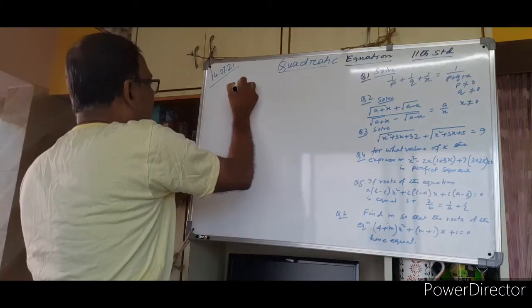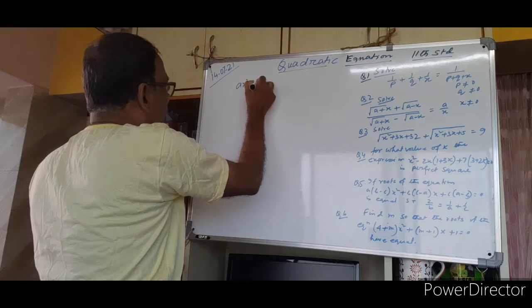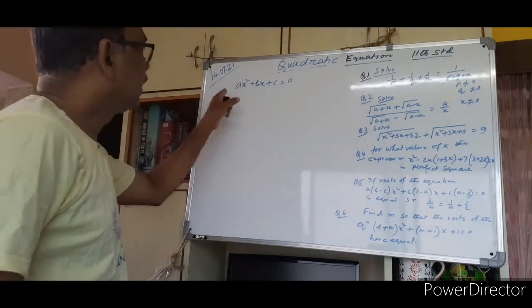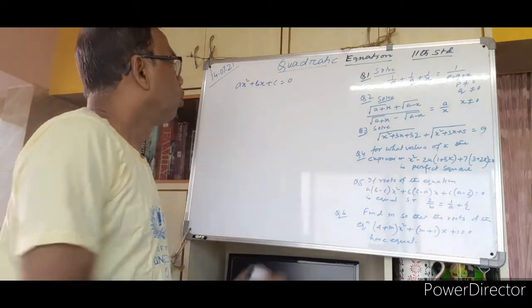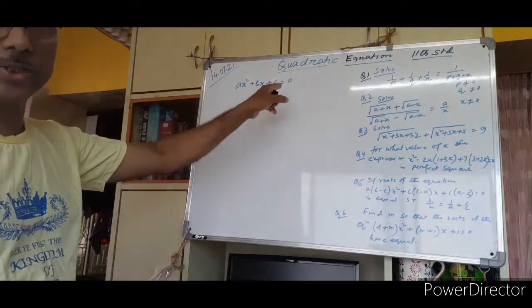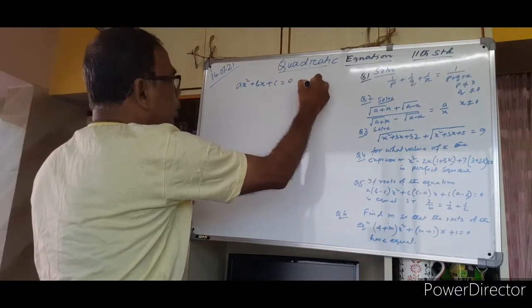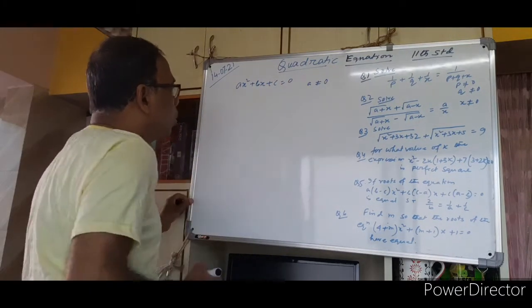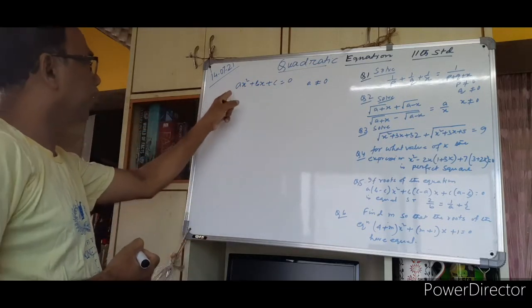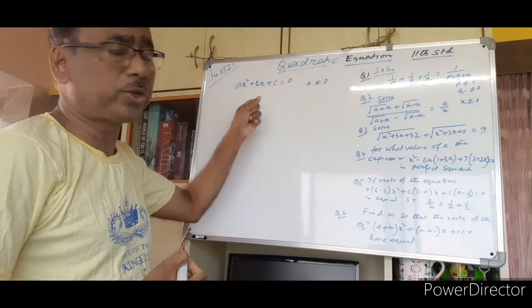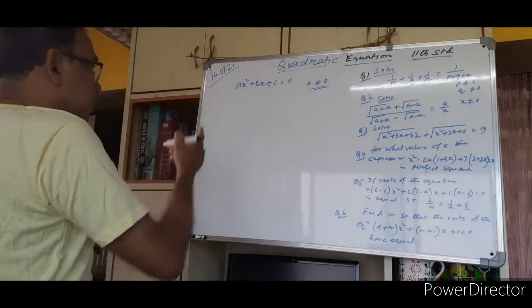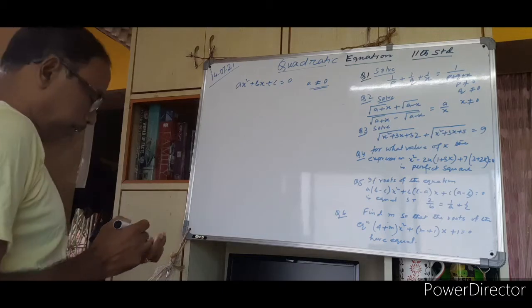Let ax square plus bx plus c equals 0. It is an expression where a, b, c are the coefficients and a should not equal 0. This is a quadratic equation of x, where a, b, c are the coefficients and a should not equal 0. This is called a quadratic equation.